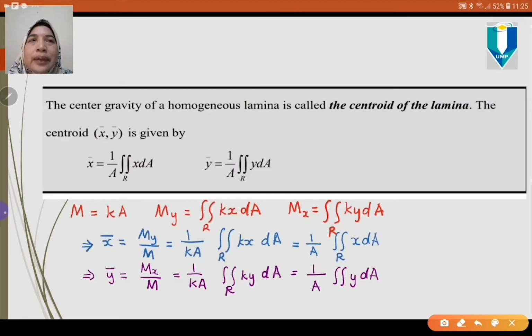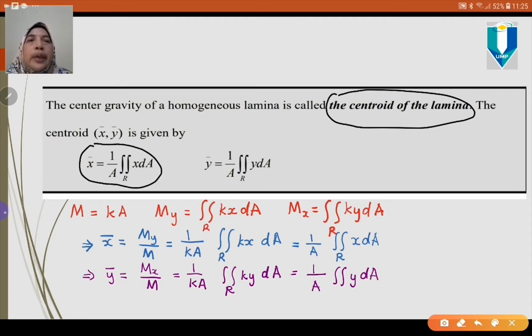Now let's look at the formula to find the centroid of a lamina. The formula is given by x bar equals 1 over A times the double integral of x with respect to dA, and y bar is 1 over A multiplied by the double integral of y with respect to dA.